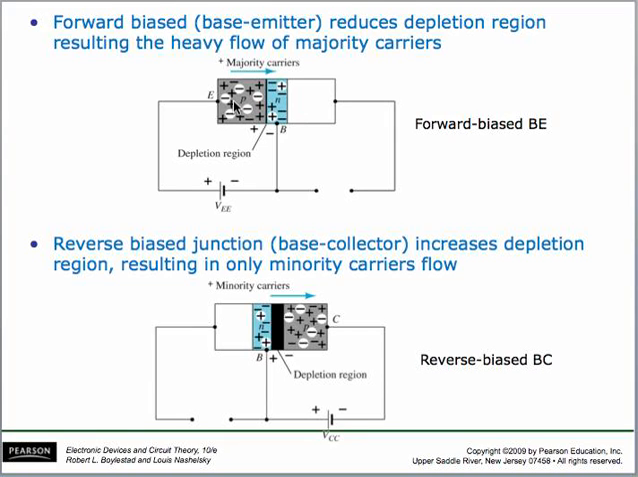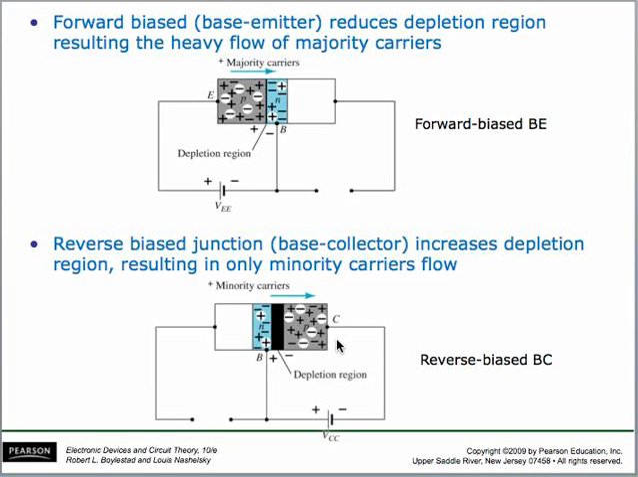Holes will be drifted into the emitter, and holes from the P-type emitter will be driven into the base, and electrons from the N-type base will be drifted into the emitter. So that's what's happening in the BE junction, the base-emitter junction, and they are forward bias.